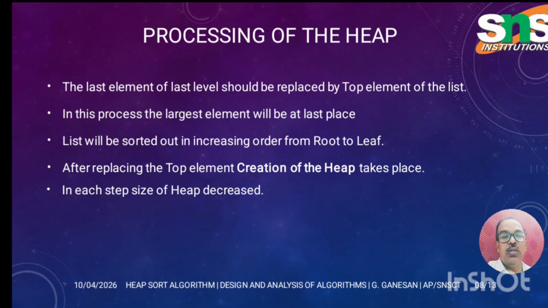Then the second stage: what is the processing of heap? Once the tree is created, we find the last leaf element in the tree. Then we replace the least element with the top element of the tree. Top element means the root element of the tree. We replace the top element with the last element. Then again we check the constraint.